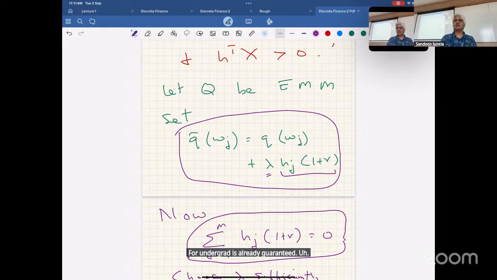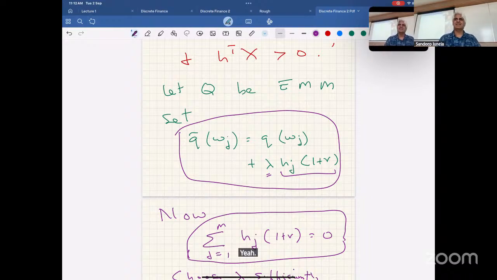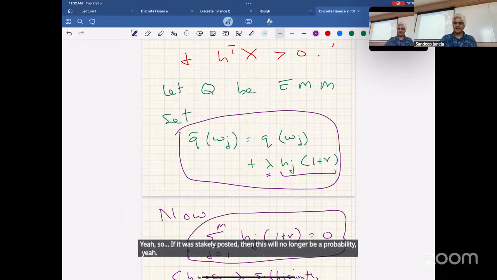Edges are all summing to 0. Some are positive, some are negative. Yeah, if it needed to be strictly positive, then this will no longer be a probability. So these are good points.